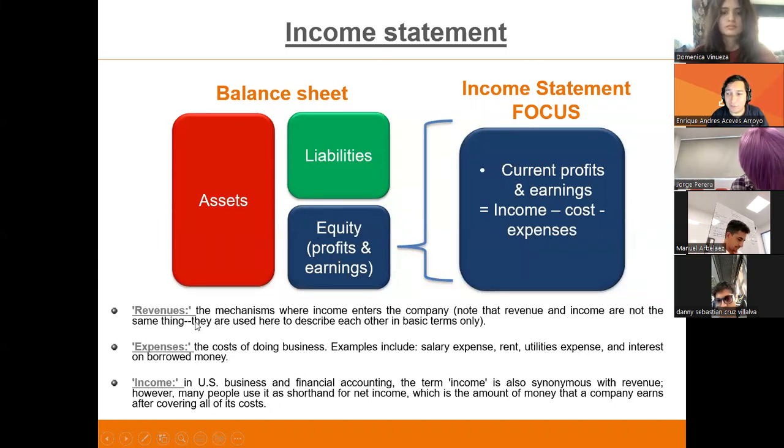What are the elements of the income statement? Revenues, the mechanism where the income enters the company. The revenue is given by the operation of the company. If your company sells cell phones, your income will be given by selling cell phones. Okay?